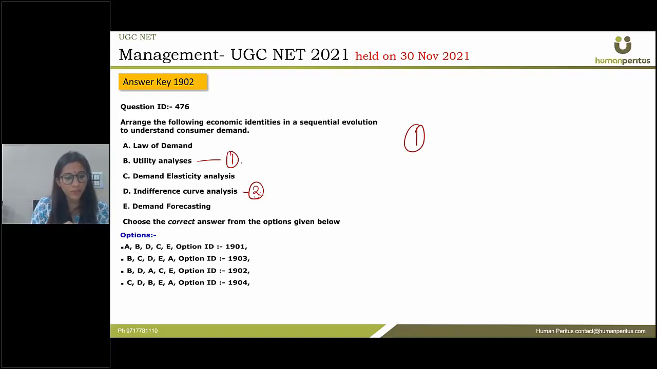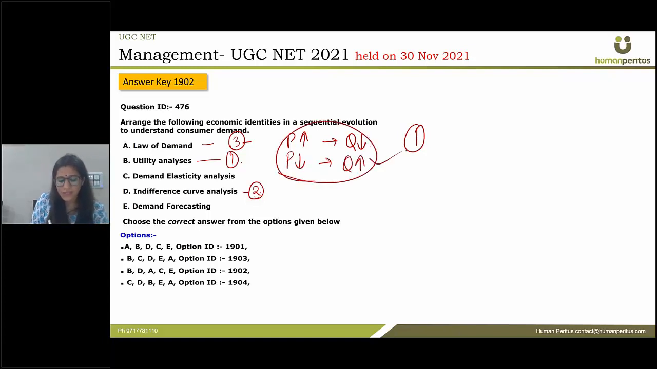Now the third one would be the law of demand. They would try to understand it. Law of demand is when the price of a commodity increases, the quantity demanded decreases. This is basically an inverse relationship shown between the price of a commodity and the quantity demanded of a commodity. So this is basically the law of demand. It tells us the price and quantity demanded relationship. All right. Then the firm will see how the prices would be affecting the demand of the certain commodity.